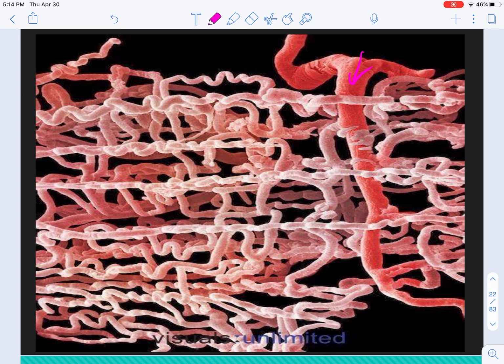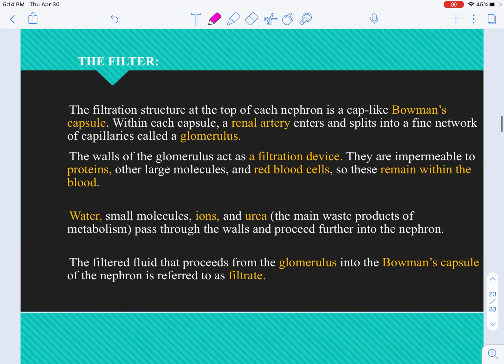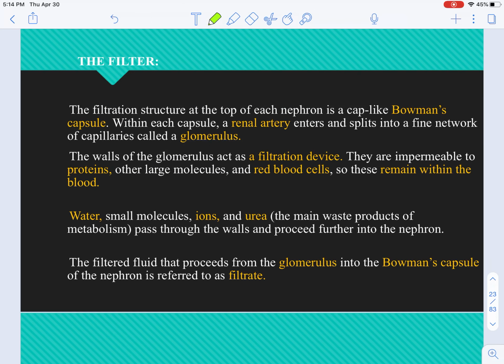In real life, we don't just see one at a time in your kidneys. They are all bundled up. This is an actual electron microscope picture. You can see the blood vessel right here. And then all those other tubes in the picture are nephrons, and they're all packed together because there are so many of them in there for cleaning your blood.